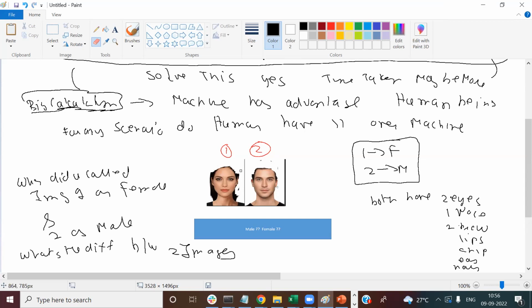But then why did you call one of them female and the other male? Now we have removed the hair from both. Does your answer change? You will still call image 1 female and image 2 male. It means the hair was not the deciding factor. Something else was the deciding factor.